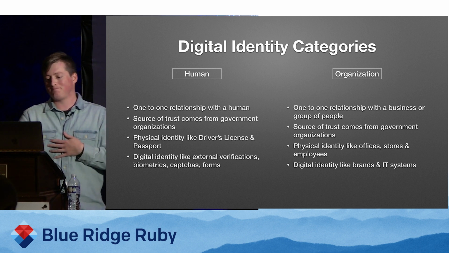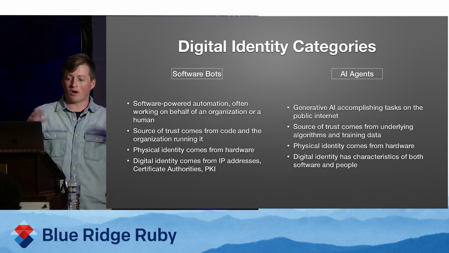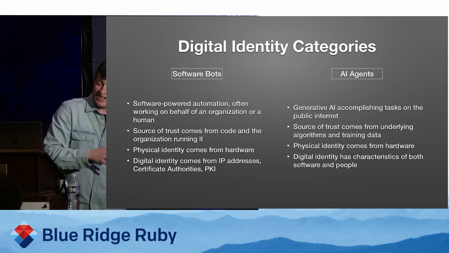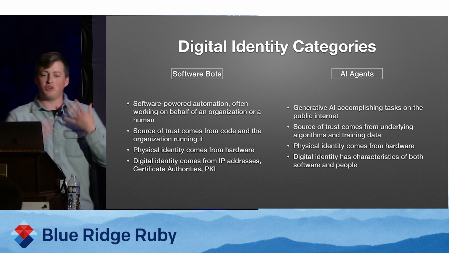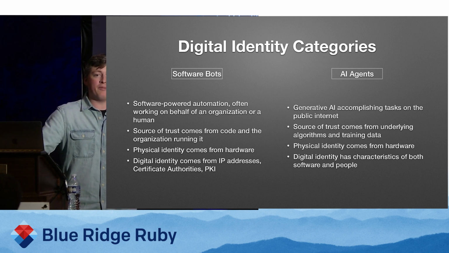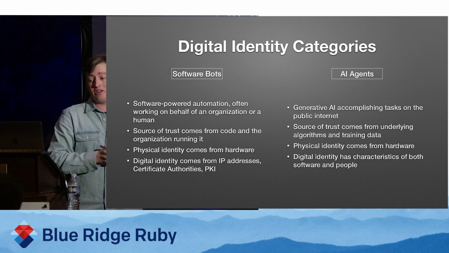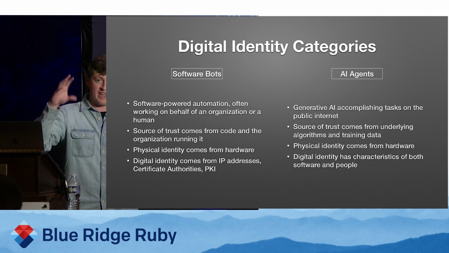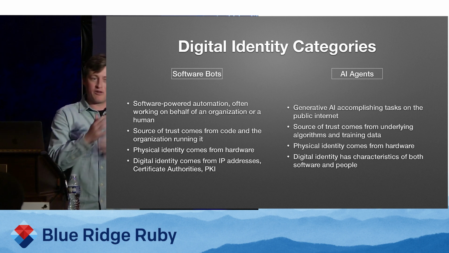for that company. Then there's two important categories of digital workers or sort of software identities. On the sort of less intelligent side of things, software bots, right? Software-powered automation doing stuff for you on the internet, where the source of trust might come from the code. If it's open source, you can go and read it to know what's happening under the hood. If you can't read it, then you are sort of placing your trust in the brand of the organization running that code. Physical identity might come from hardware.